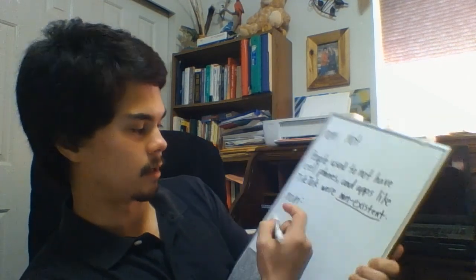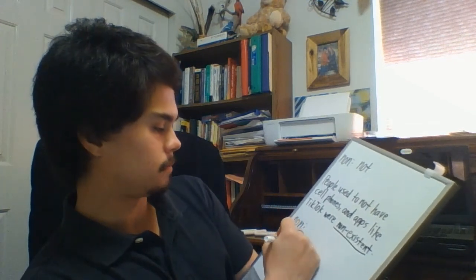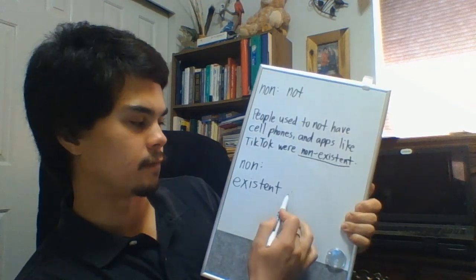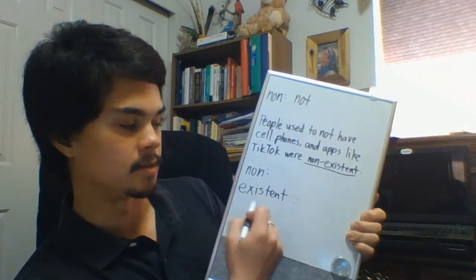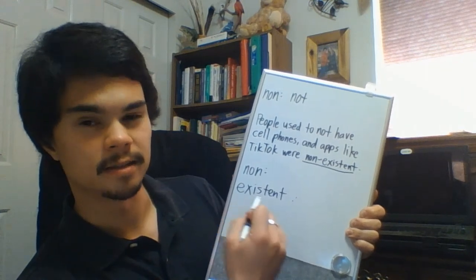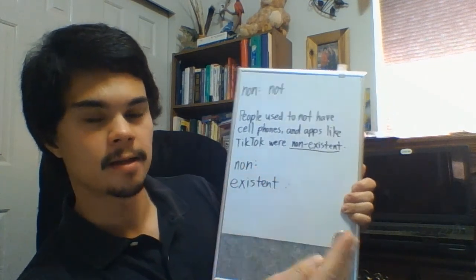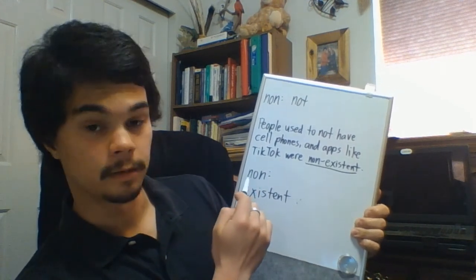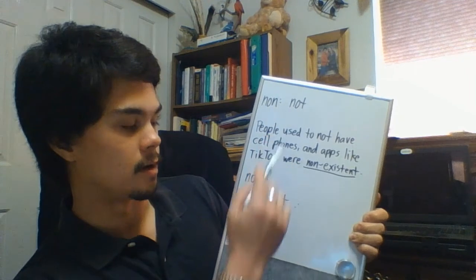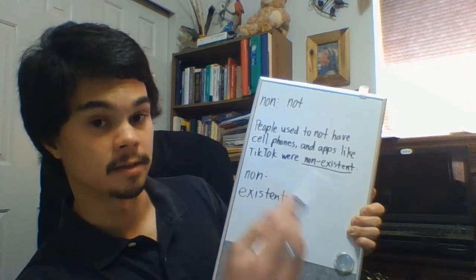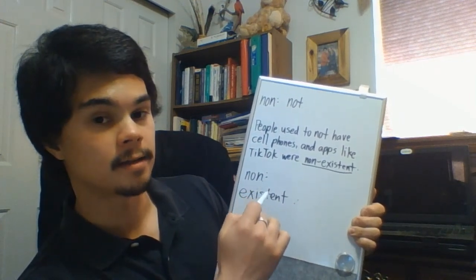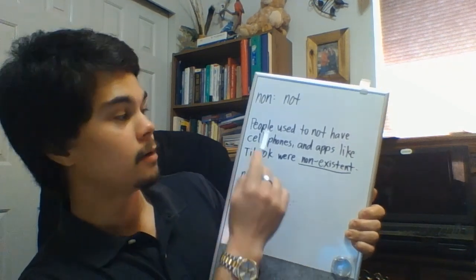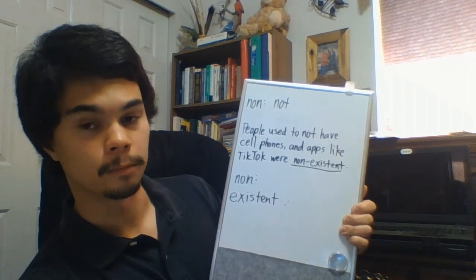Now let's look at the second part, existent. Now hopefully you already know what that means. If you don't, you can look it up on the internet, but existent would just mean exists. It means that something is there. So if you put the two together, non meaning not and existent meaning something is there, it would mean not there. So apps like TikTok were not there before everyone had cell phones.